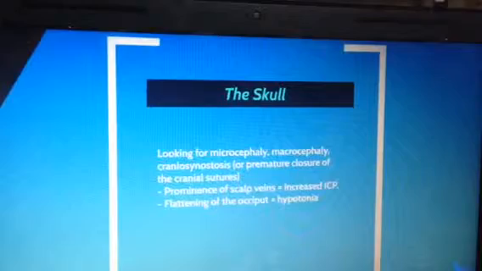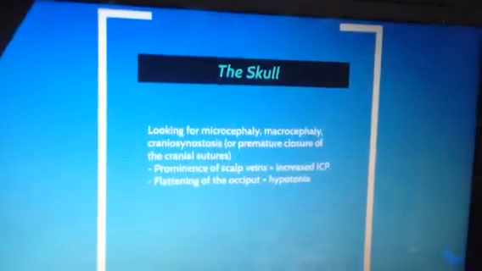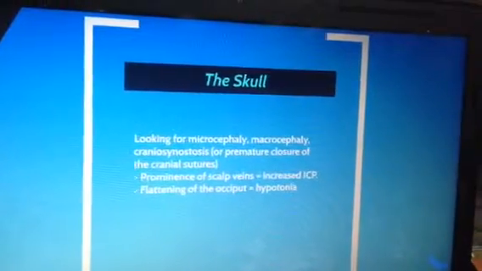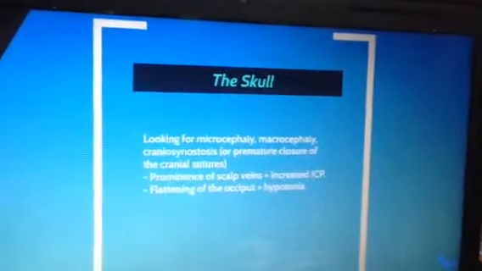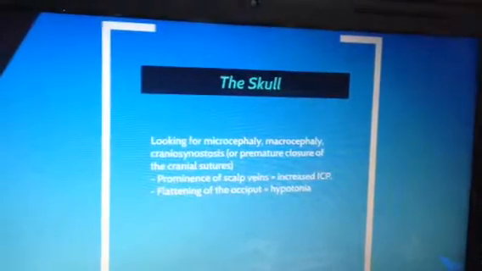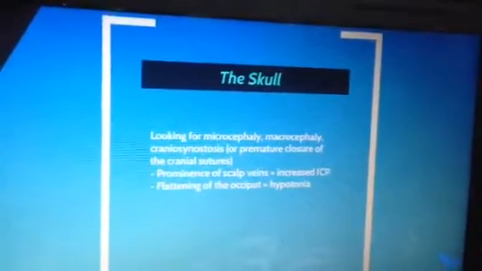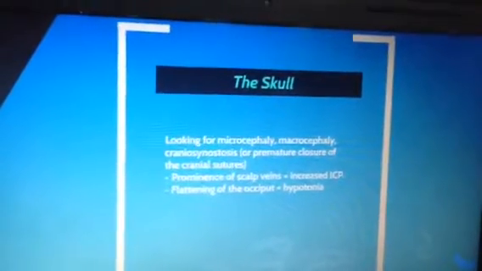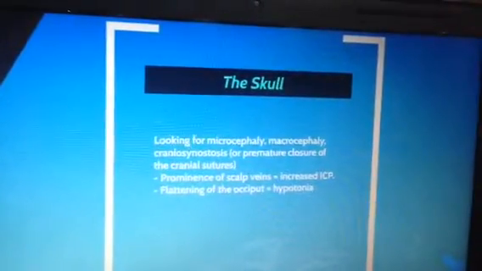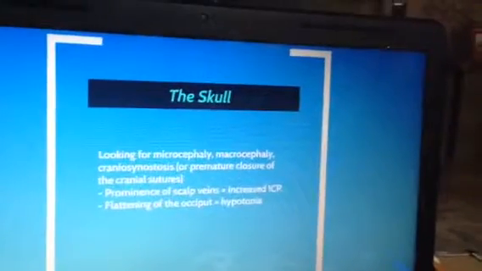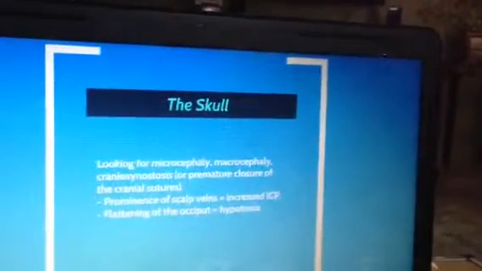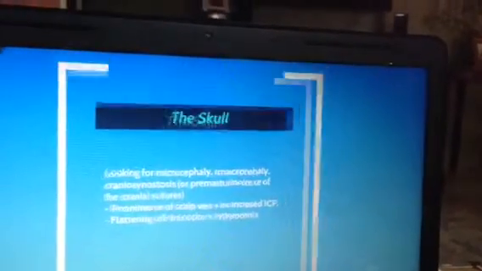Upon physical examination of the skull, we have to look for microcephaly, craniosynostosis, or premature closure of the coronal sutures, prominence of the skull veins indicating increased intracranial pressure, and flattening of the occiput, causing hypotonia.